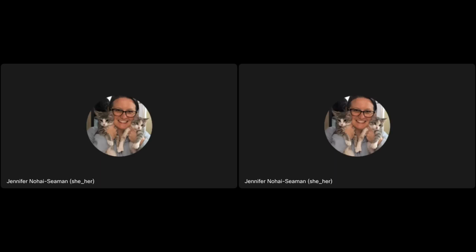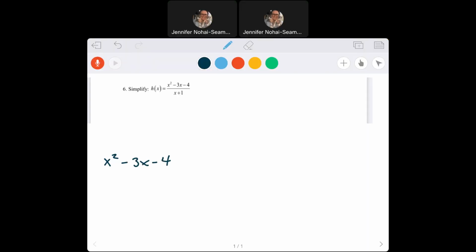In order to cancel some stuff, we need to factor the numerator because that doesn't look quite right. And we want maybe part of that numerator to cancel with that x plus 1 in the denominator there. So let's factor the numerator. And so when I'm factoring x squared minus 3x minus 4 into these two terms here, I'm thinking to myself, since the coefficient out front is 1, it makes this factoring a lot easier.